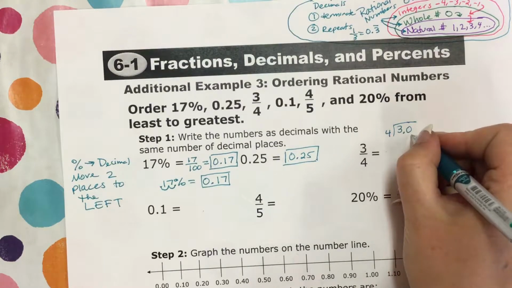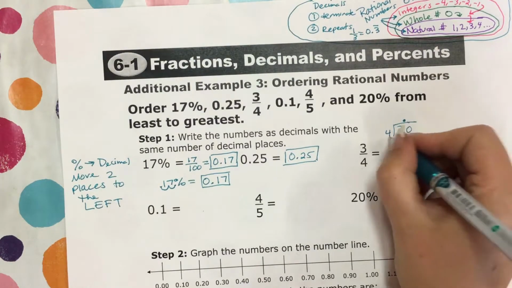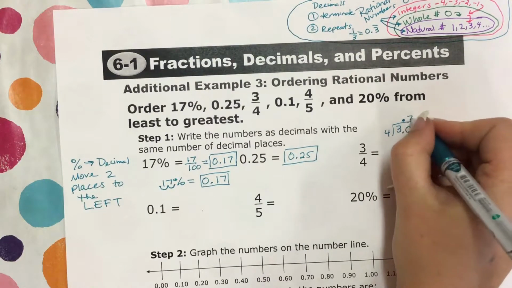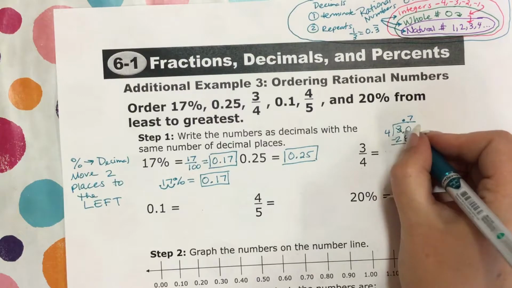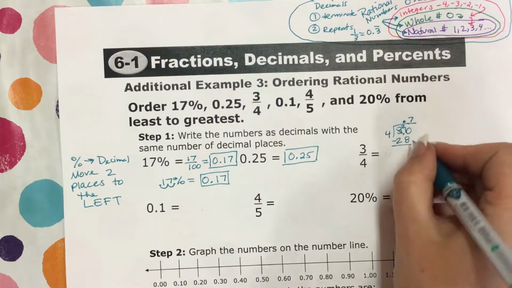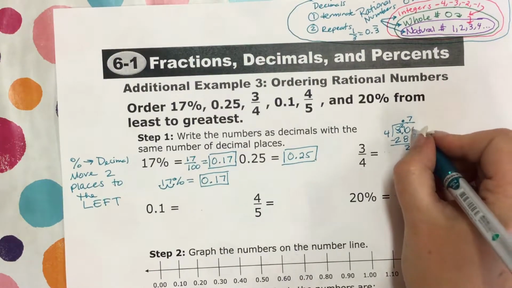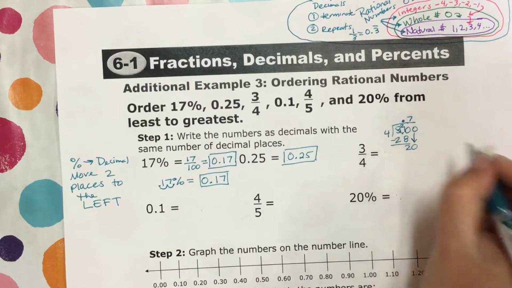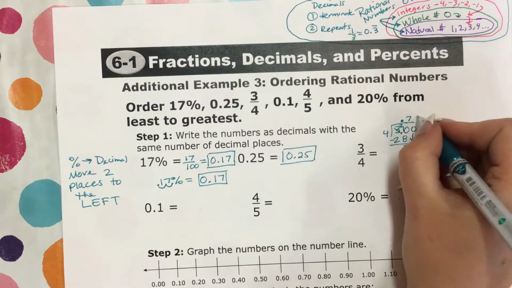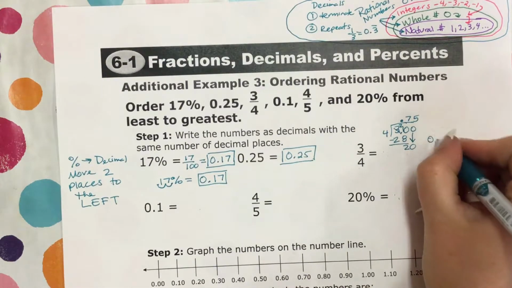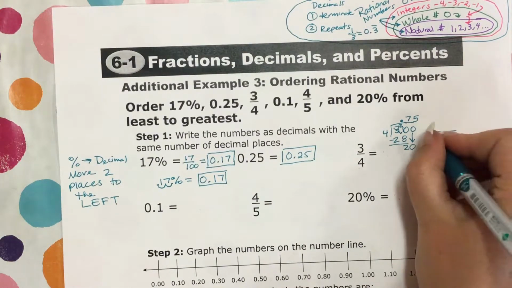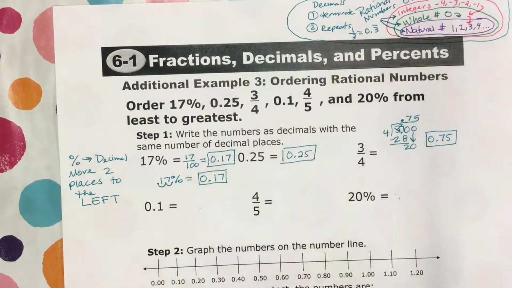Does 4 go into 30? Yes, it does. How many times? 7 times. 7 times 4 is 28. Then I subtract. I got to borrow there. 10 take away 8 is 2. Then I add a 0 and drop it down. 4 goes into 20 5 times. So now I have the decimal 0.75, which is what I need.